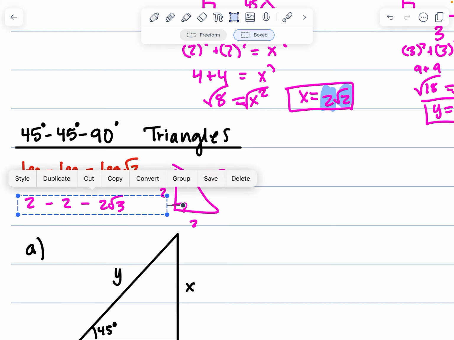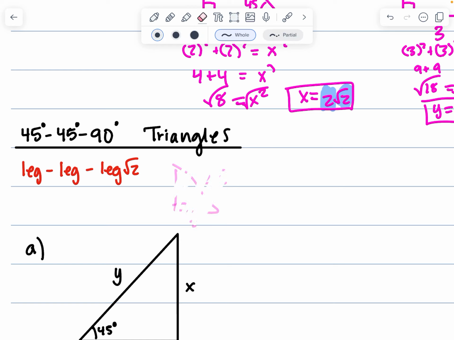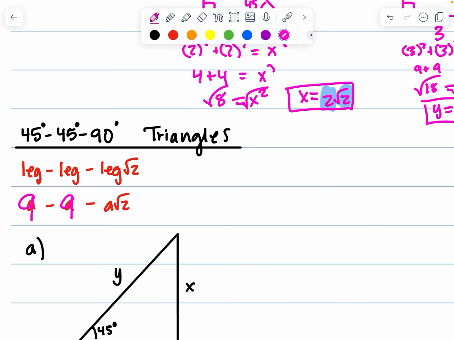That's perfectly fine. You could also write this as, if the leg was A, and I'm going to use A for this, it doesn't matter what letter you use, the hypotenuse would be A root 2. Any number you put in for A is just a variable. If I put in, let's say 9, the leg is 9 and the hypotenuse is 9 times root 2. This is always the pattern you see for the sides of a 45, 45, 90 triangle. The hypotenuse is always the leg times root 2.